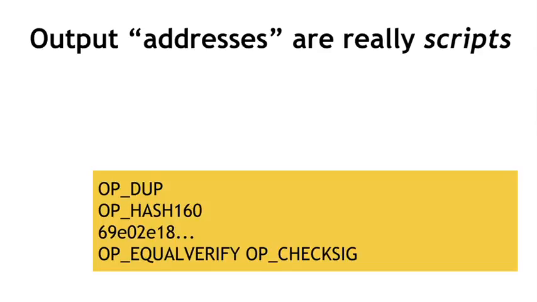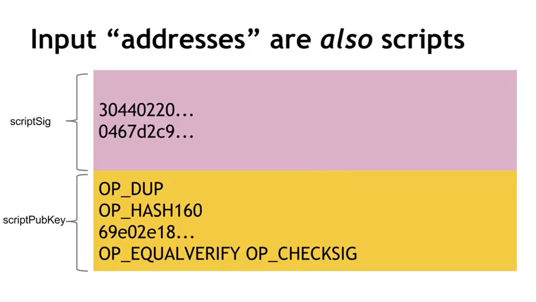So what happens to this script? Who runs it? How does this script indicate who has the ability to spend these coins? The secret is that the input address is also a script. So that's a bit of script that you combine with the output address. You simply concatenate them. And that gets you one script that has to run successfully in order to claim a Bitcoin. So traditionally, these two scripts are called script sig and script pub key.